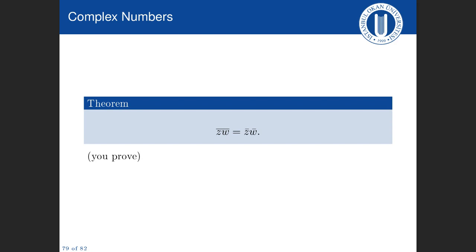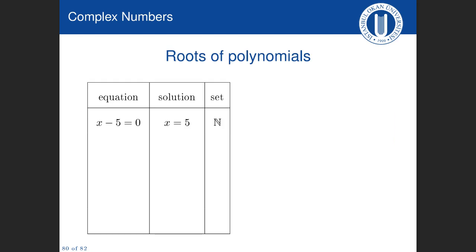And I'm going to finish by talking about some roots of polynomials. If we had the equation x minus 5 equal to 0, we know the solution of that. The solution of this equation is x equal to 5, and that's a number which is in the natural numbers. If we had the simple equation x plus 2 equal to 0, then its solution is x equal to minus 2. Which set is minus 2 in? Minus 2 is in Z. What's the smallest set, I should say, that minus 2 is in?